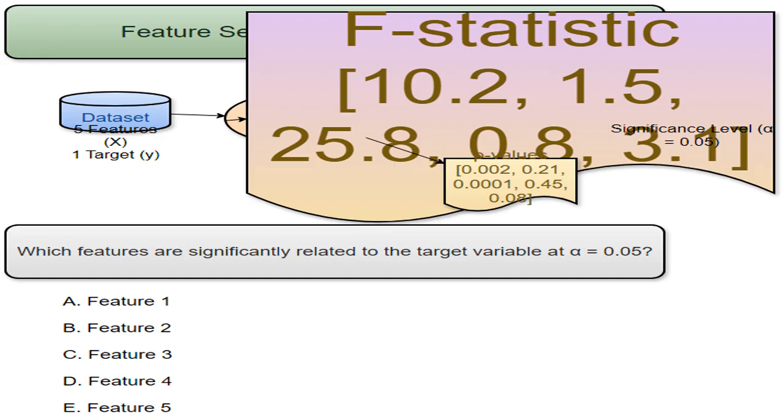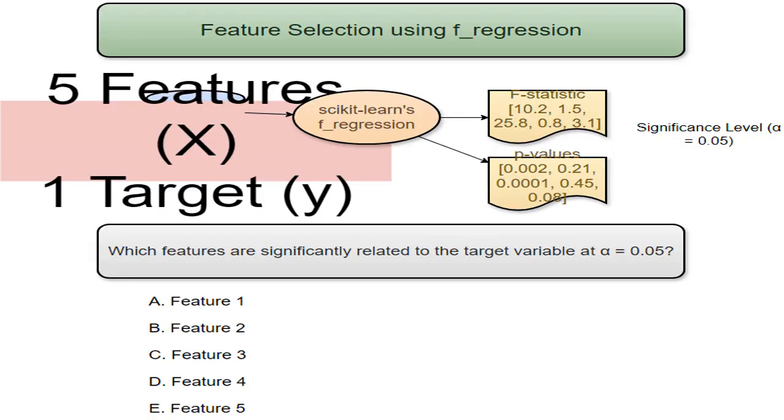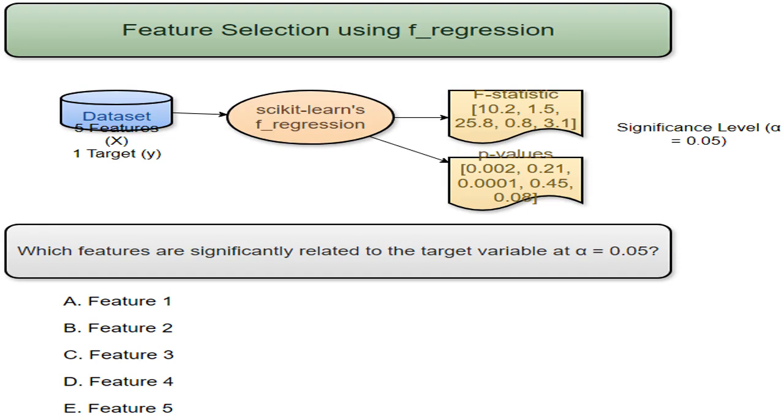Alpha represents my threshold for statistical significance. I'll reject the idea that there's no relationship if my p-value is below 0.05. I use this function from scikit-learn to perform the statistical tests on my features. It's designed for regression problems. The overarching goal is to use the f_regression function to find the features most strongly predictive of the target variable.